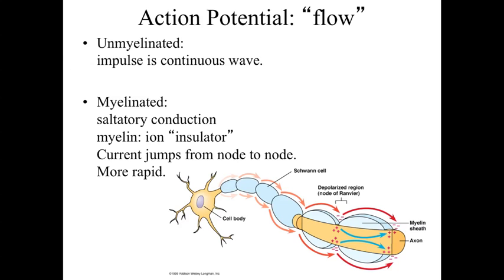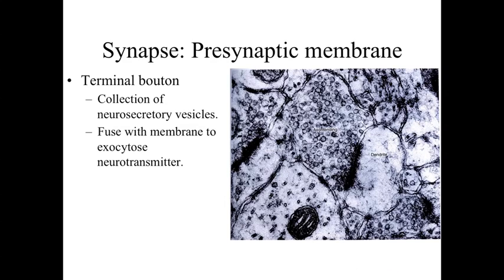So unmyelinated and myelinated, same basic idea, opening up these gated ion channels and allowing the flow of ions down their concentration gradient, change the membrane properties, and allow for these electrical signals to spread. But in myelinated axons, it's going to move much more rapidly throughout the nervous system.